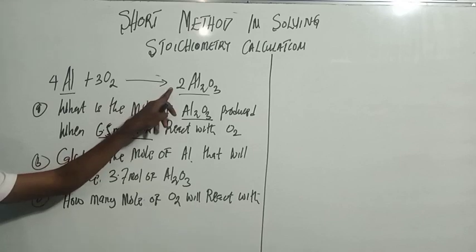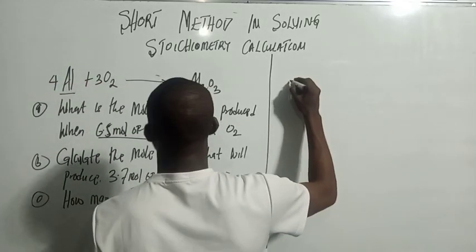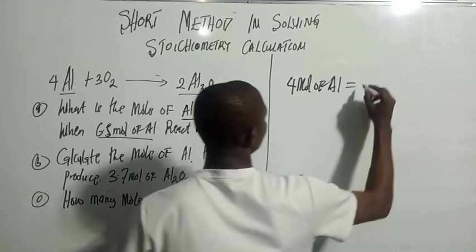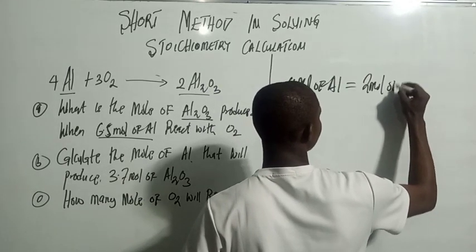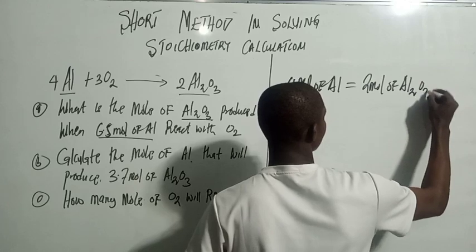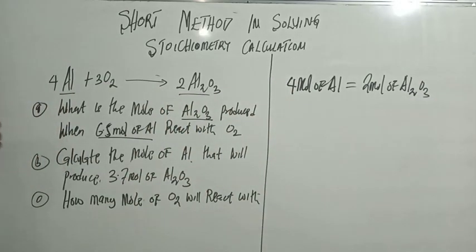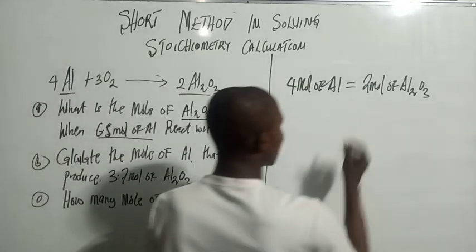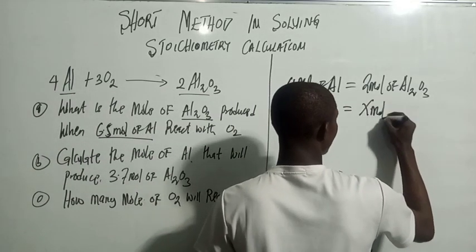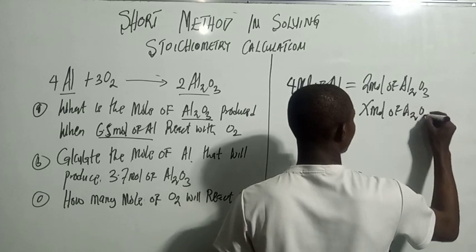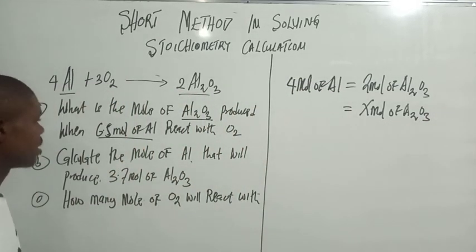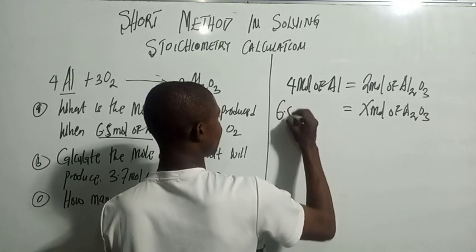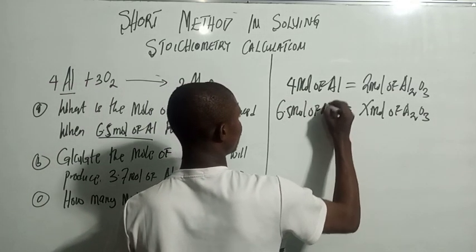4 moles, 2 moles. So here I'm going to write 4 moles of Al is equal to 2 moles of Al2O3. Do you see that? Now they're asking what is the mole of Al2O3 produced. So here I have x moles of Al2O3 produced. Do you see that? Then they give us 6.5 moles of aluminium. So you have 6.5 moles of Al.